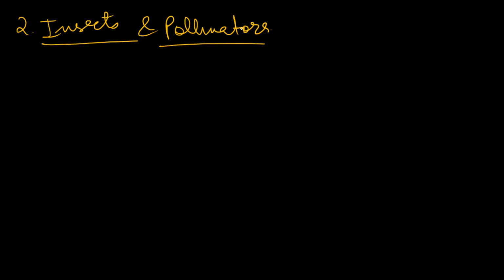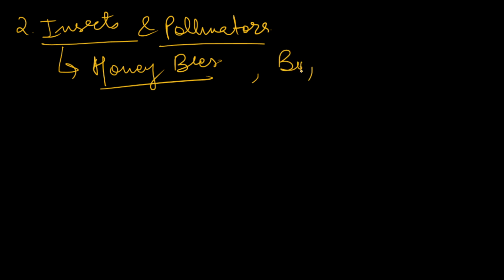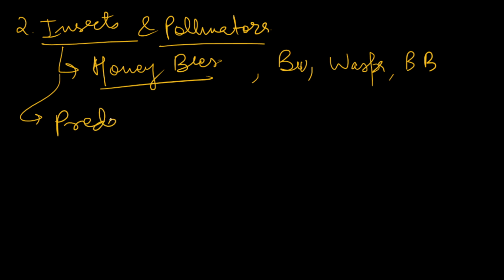Now you can also mention some insects and pollinators. Here you can mention honeybees. We all know that honeybees are a major pollinator, especially in horticultural crops. You can mention butterflies, wasps, and bumblebees. These all have a role in pollination. You can also mention some predatory insects.